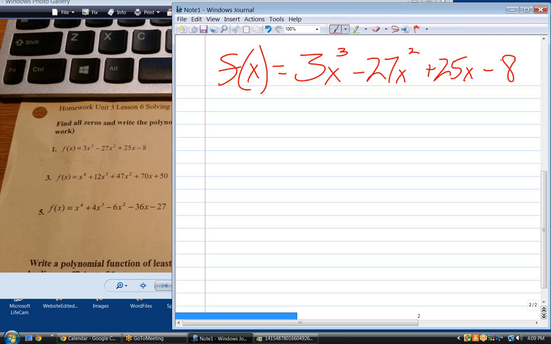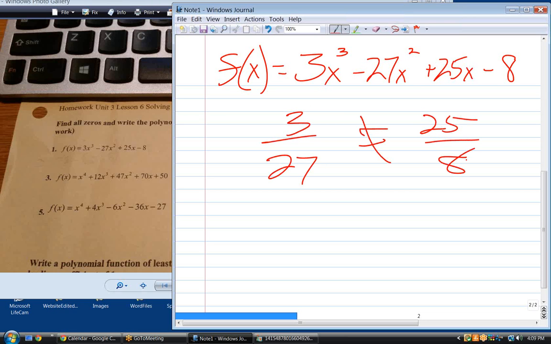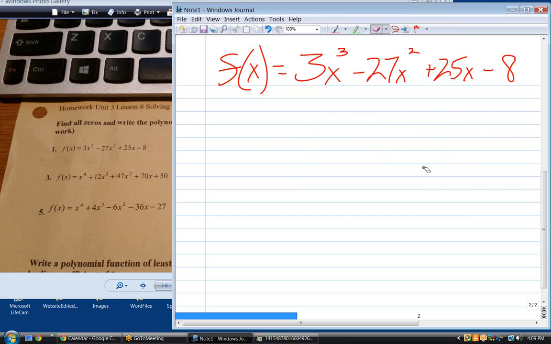First of all, it doesn't lend itself to grouping because 3 over 27 is not equal to 25 over 8. So we can't group it. Can't factor out a greatest common factor even. There's no number that divides into everything.